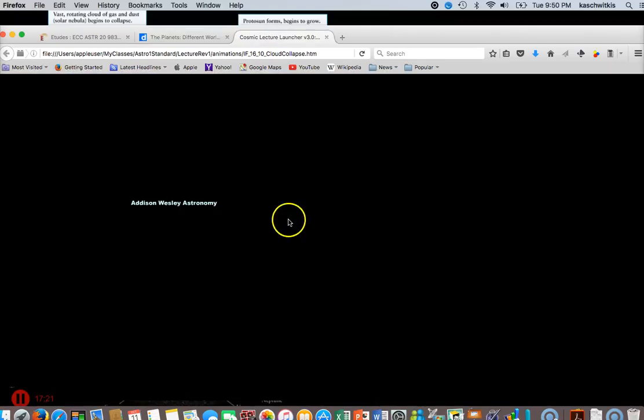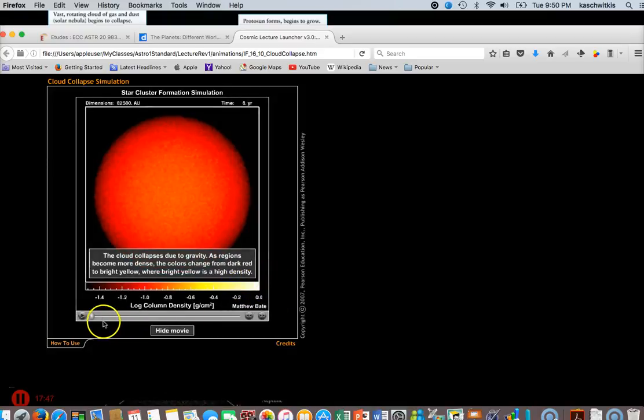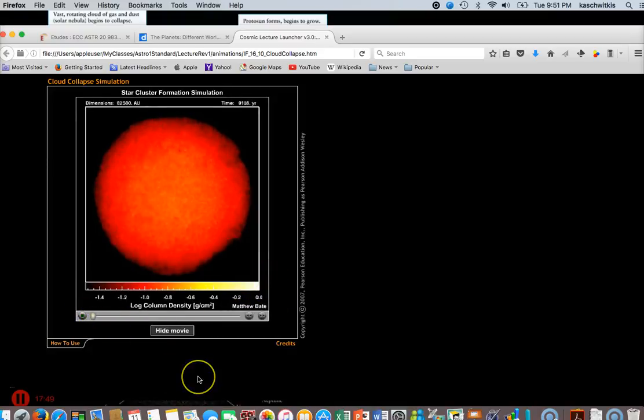Okay, so let's pause again. Here we're going to take a look at a simulation showing a cloud collapse. This is kind of an interesting movie. We're going to be looking at, in the beginning, just a big spherical cloud, and then we're going to watch it collapse of its own accord and see the creation of a whole bunch of stars and perhaps a solar system or so. Okay, here we go.